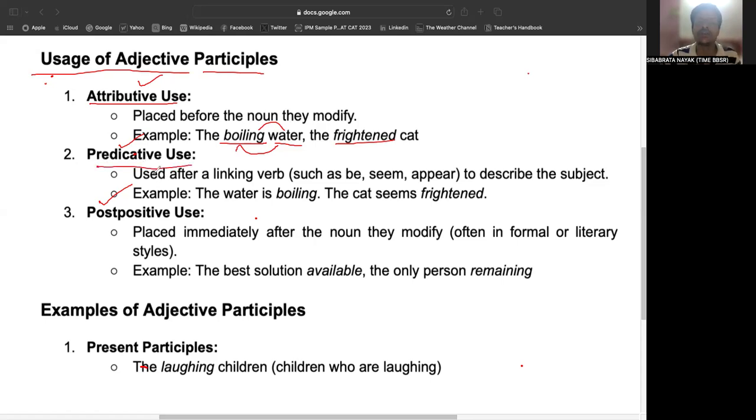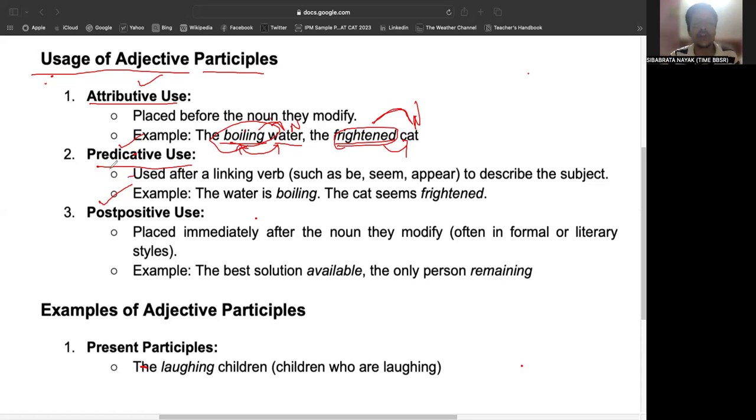Can you please repeat the attributive use? Can you see the examples I have pointed out here? The boiling water, the frightened cat. Which ones are the adjective participles here? Boiling and frightened. What do they modify? They modify the word water and the word cat. And they are used immediately before the noun, isn't it? Yes, sir. So that is what is called an attributive case. When an adjective is used immediately before the noun it modifies, it is known as an attributive case. Got my point? Yes, sir.